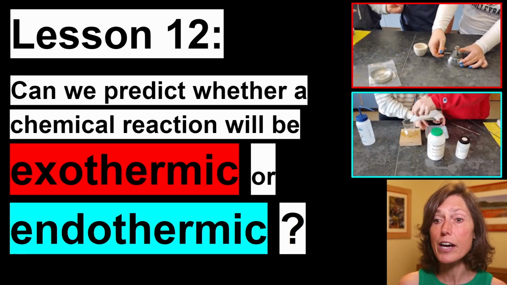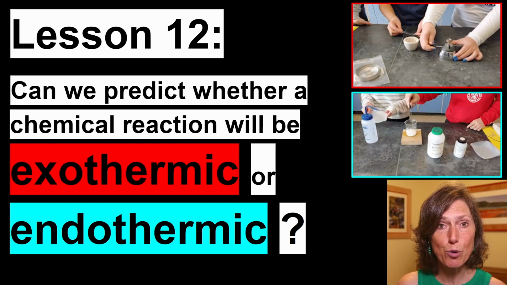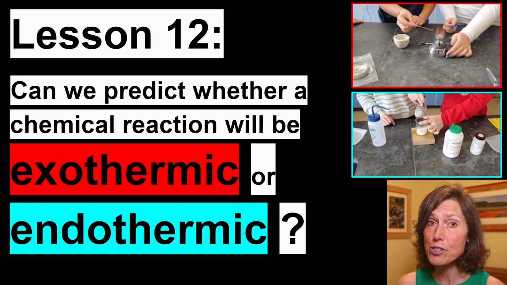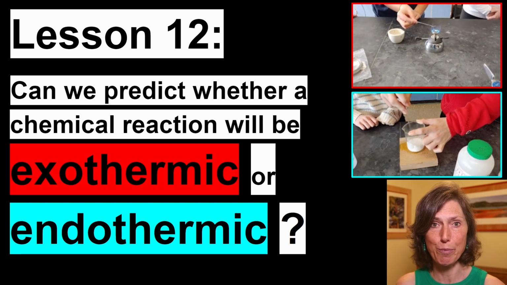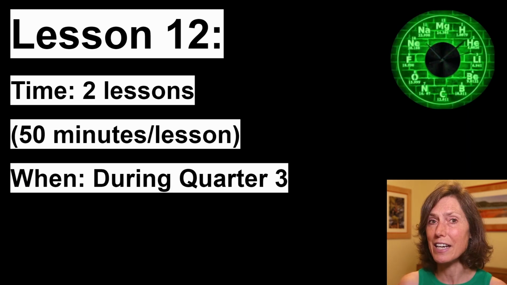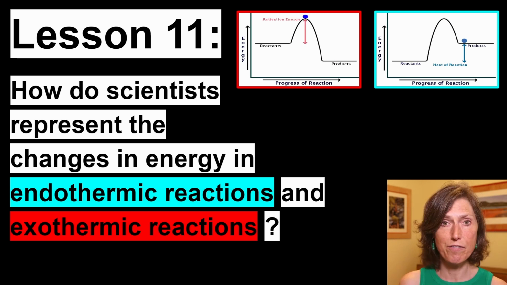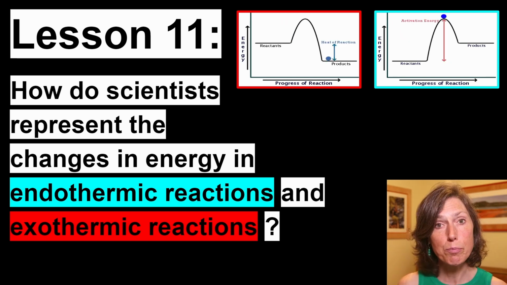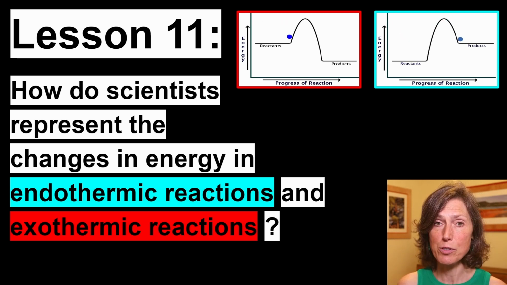Lesson 12 is titled, Can we predict whether a chemical reaction will be either exothermic or endothermic? This final lesson takes roughly 2 class periods, and again, I taught this during the very end of the 3rd marking period. Lesson 12 nicely follows lesson 11 because it builds on the energy diagrams, namely the exothermic versus the endothermic potential energy diagrams.